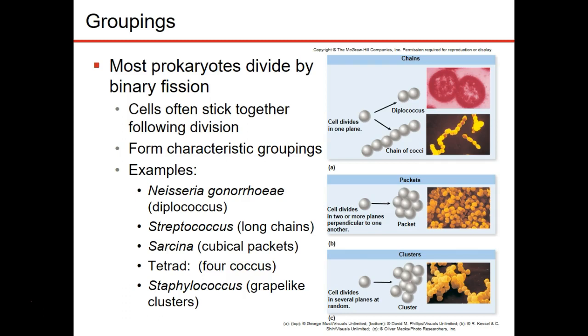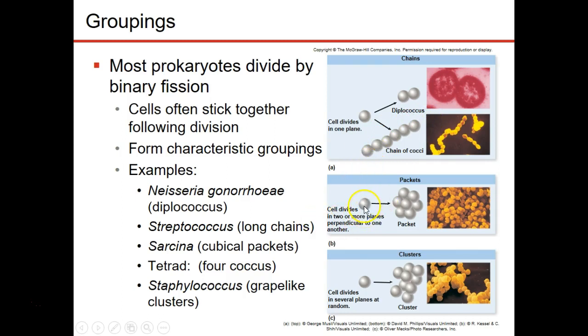When bacteria divide via binary fission, sometimes they stick together. That doesn't mean that they're forming a multicellular organism. They're just forming a multicellular arrangement. And so when bacteria divide, if they're a single coccus cell, they can divide and stick together, forming diplococcus, or a chain of cells called streptococcus.